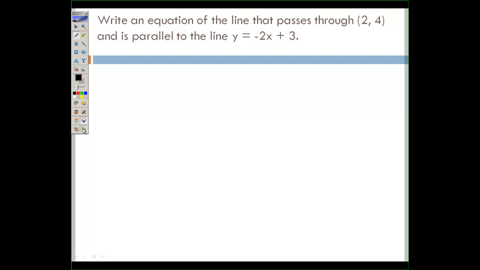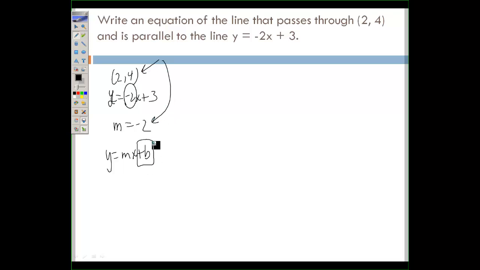Now let's write the equation of a line that passes through (2, 4) and is parallel to the line y = -2x + 3. All right. Parallel lines have the same slope. So if we need a line with a parallel slope to this one, we're going to say our slope must equal -2. If I want to write the equation of a line, and I know it has to go through this point, and it has to have this slope, we can find our b value.